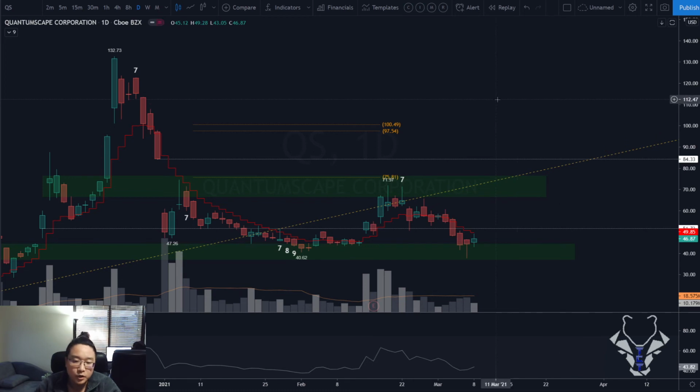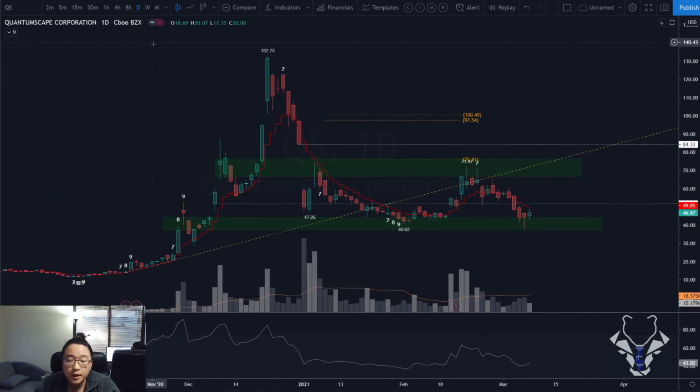All right, QS was interesting today. So if you look at QS, yeah, it's an ABCD pattern again, basically. Same idea, we wick down under. But if you look at an ABCD pattern, you should be looking at it from a line chart perspective anyway.